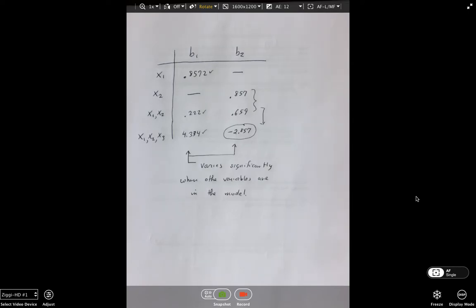X1 and X2 are essentially giving us similar information. So because of that, with them being so highly correlated, when we put X1 into the model where X2's already there, there just isn't that much more information to be gained. There's not much more that we can do in terms of reducing the error sum of squares or increasing the regression sum of squares.